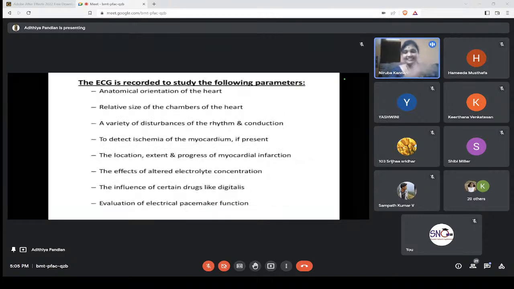So these are the list which we can get through an electrocardiogram. The anatomical orientation of the heart: you can see whether it is a dextrocardia, depending upon the direction of the waves, and a variety of disturbances of the rhythm and conduction, like your friends were talking about, the heart blocks. How is the rhythm? Every beat has a rhythm. It beats in a rhythm, right?